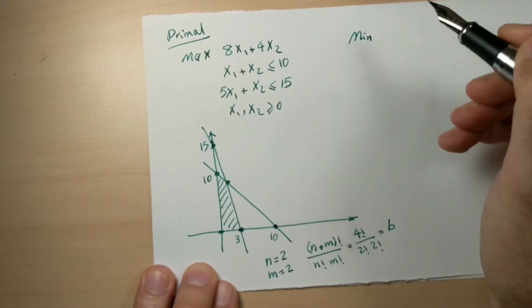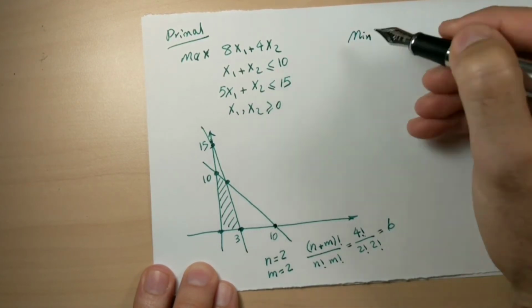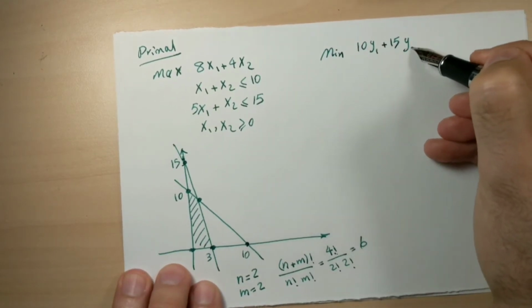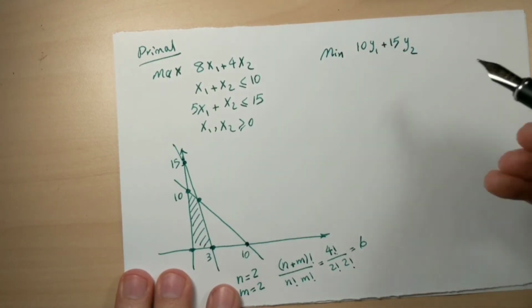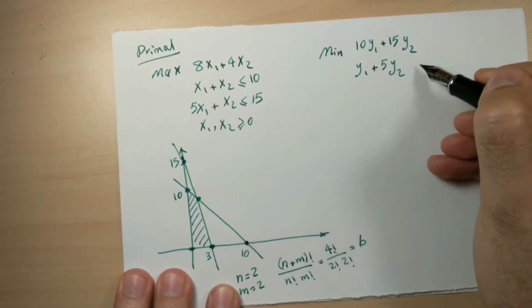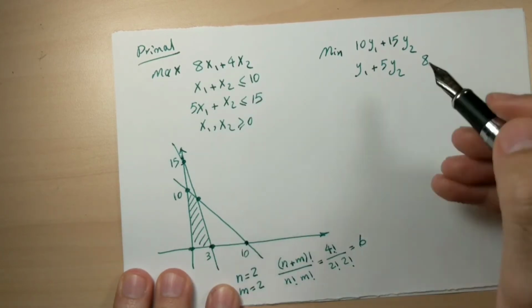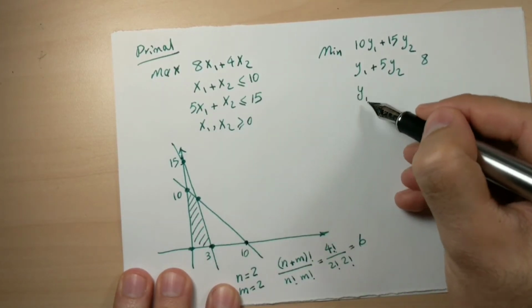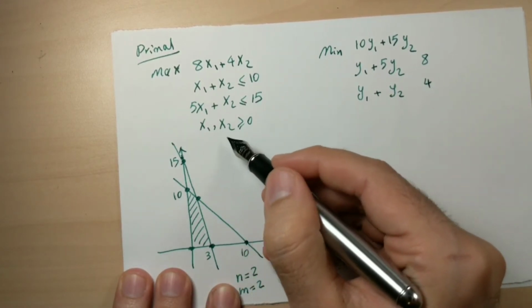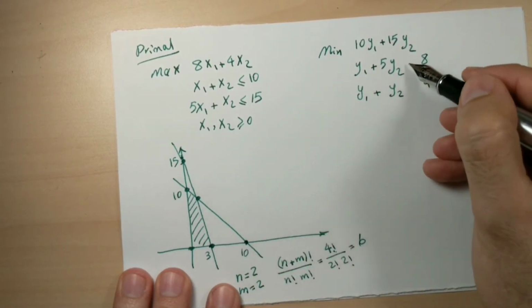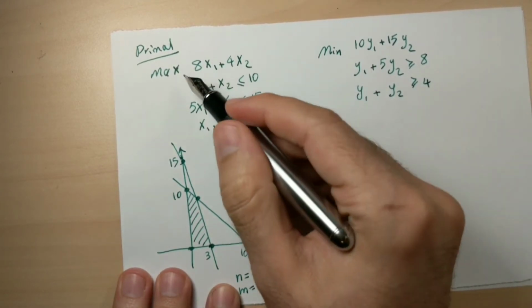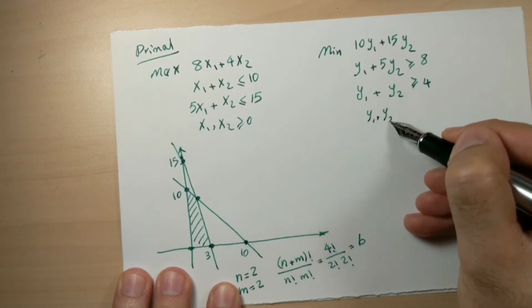The dual of this problem is minimization of 10 y1 plus 15 y2, subject to y1 plus 5 y2 greater than or equal to 8 for the right-hand side, and 1 y1 plus 1 y2 greater than or equal to 4. Both variables are greater than or equal to 0, so we need natural constraints for a minimization problem. Both are natural here, so both of them will be non-negative variables.